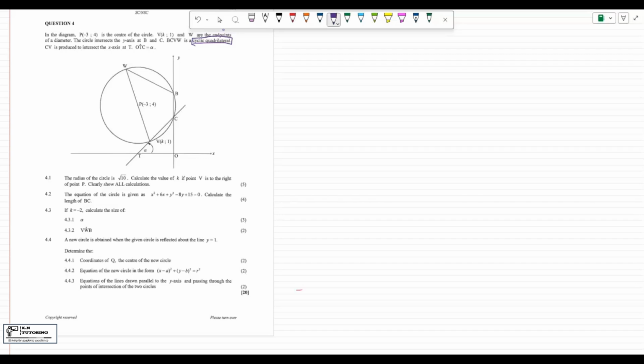Okay, right, I've got alpha there. So this is not a tangent, it's just a line passing through. Basically, this line is called a secant. It's a line that cuts the circle. It passes through the circle. All right.